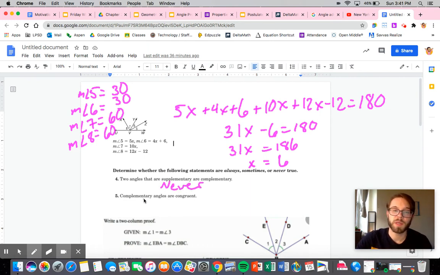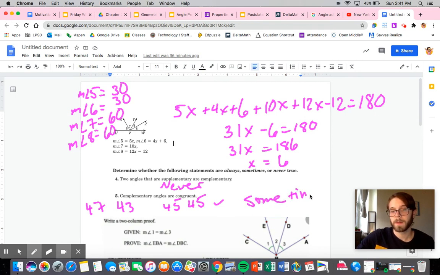All right, complementary angles are congruent. So again, complementary angles just means that we have two angles that are adding up to 90 degrees. So it is possible that they could be congruent. It is not necessarily true, right? So if I had 47 and 43, those would be complementary, but they wouldn't be congruent. But if I had 45 and 45, that would work. So they could sometimes work.